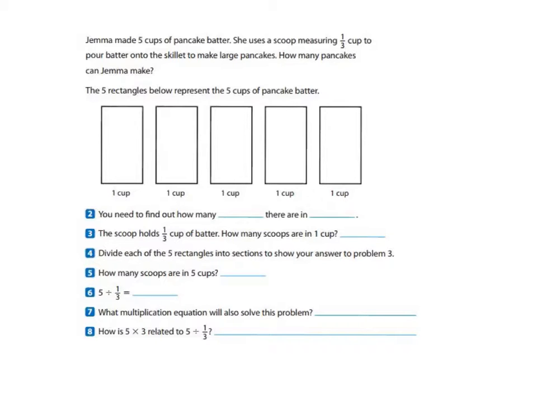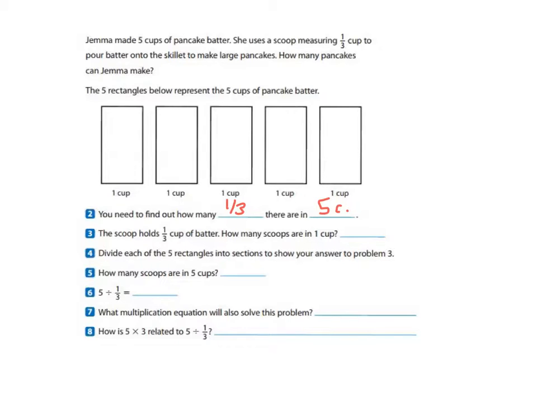Basically, she used a 1/3 cup measuring scoop in order to make the pancakes be very large. So the first question we have to ask ourselves is what you see here in number 2. You need to find out how many thirds, or 1/3 parts, there are in 5 cups. Okay, so that's our goal. How many thirds are there in these 5 cups that we see here?